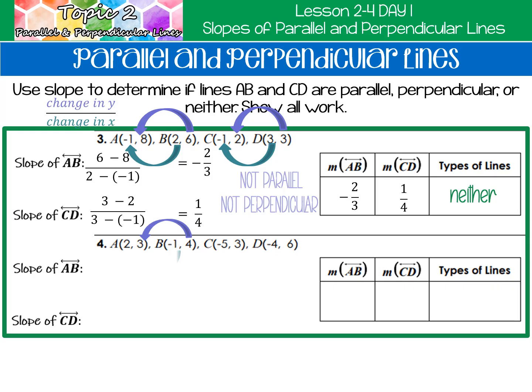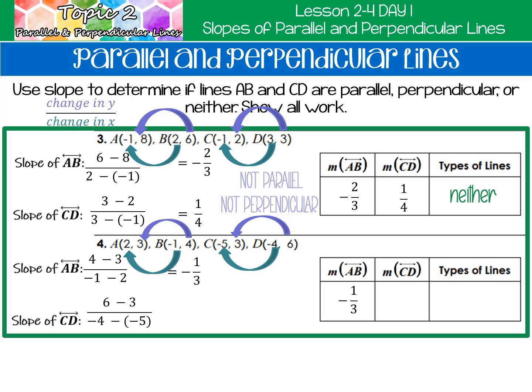Line AB, change in y over change in x. 4 minus 3 over negative 1 minus 2. We get negative 1/3. Line CD, change in y over change in x. 6 minus 3 over negative 4 minus negative 5. That's 3 over 1, simplifies to 3. They are opposite signs and flips. So they are perpendicular.